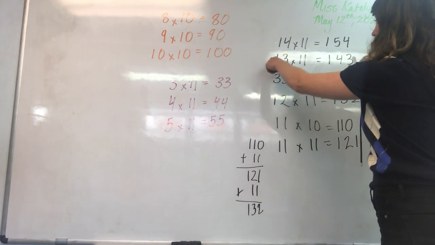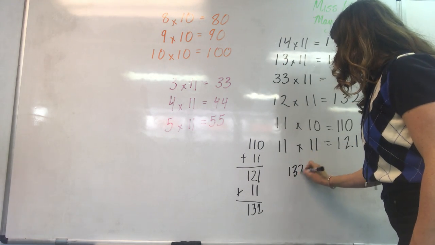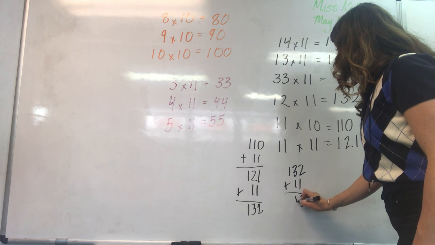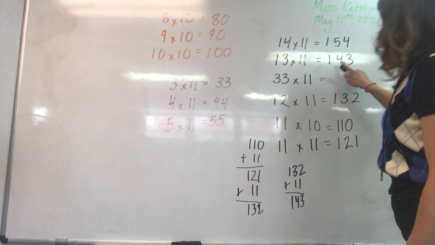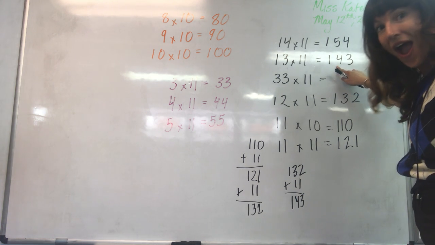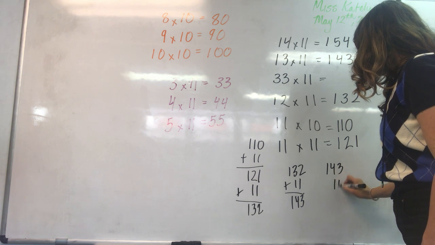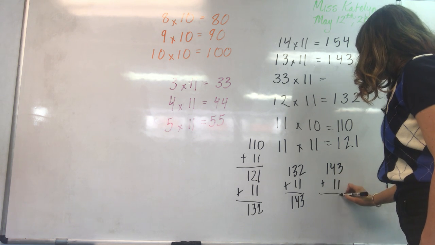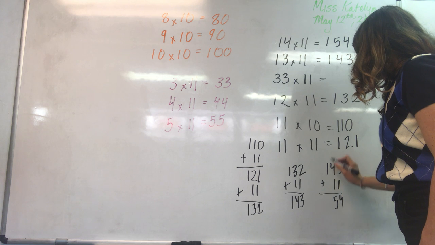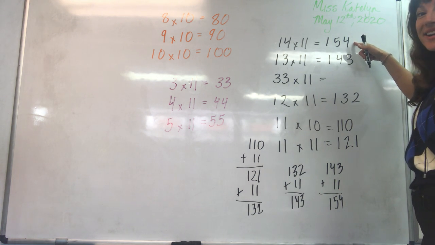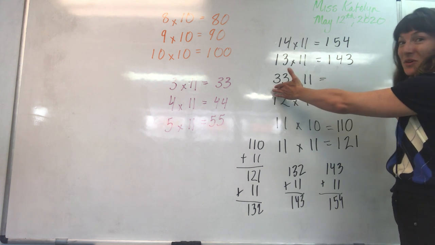And then I'm gonna add one more. 2 plus 1 is 3, 3 plus 1 is 4, and 1 plus 0 is 1. And then I add one more. 3 plus 1 is 4, 4 plus 1 is 5, and 1 plus 0 is 1, 154. Oh my gosh, and now let's do it with this cool 33 times 11.